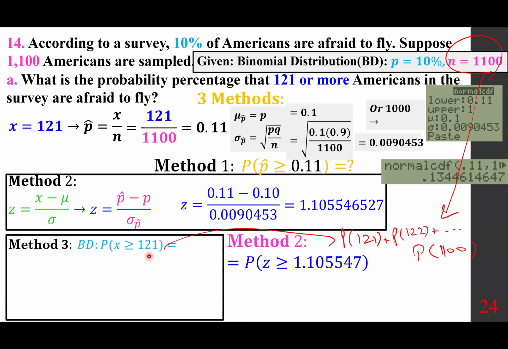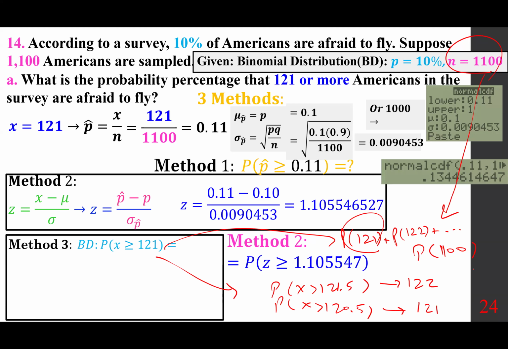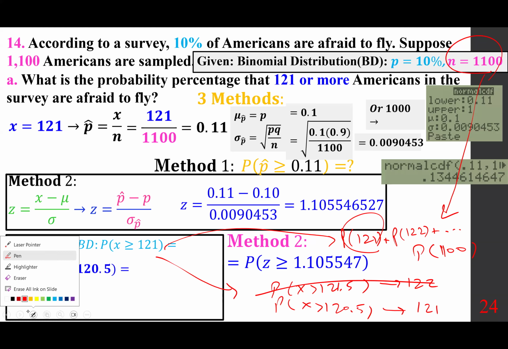Now, we use the 0.5 continuity correction factor. I can go with 121.5 or 120.5, and I hope you see this one. The first discrete number is 121. This one is 122, and we missed the first one, so this is out. So 120.5. So we're going to put it into z.